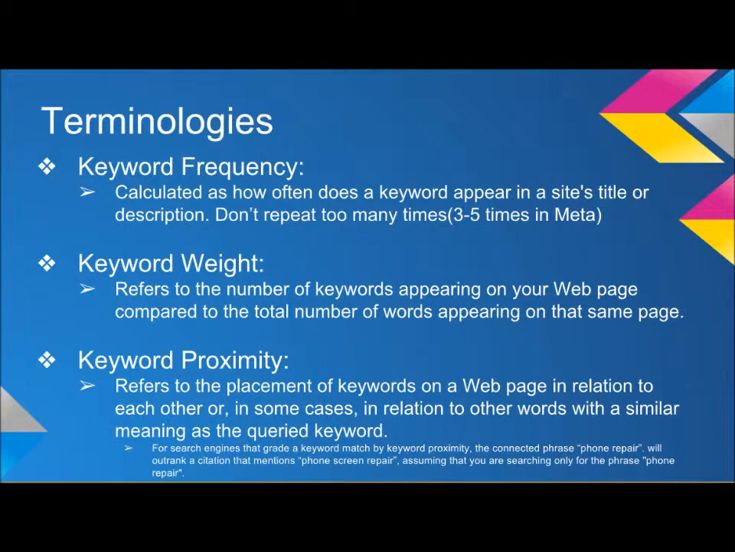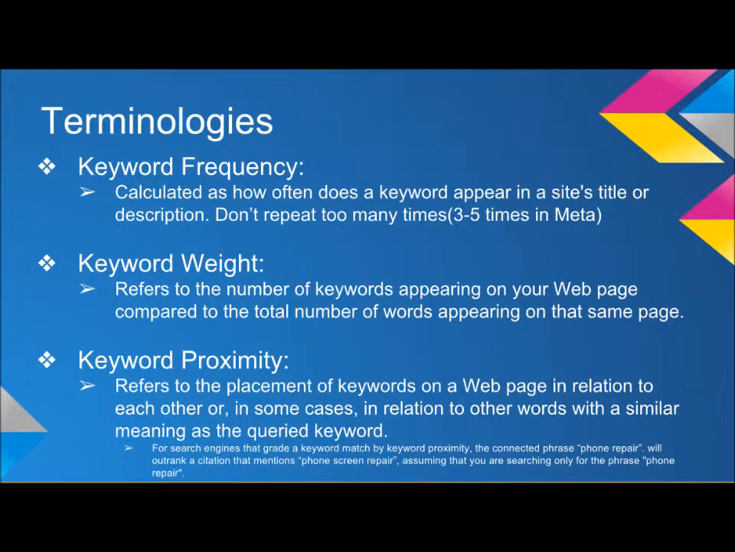Keyword proximity is also important. It refers to the placement of keywords on a web page in relation to each other, or in some cases in relation to other keywords with a similar meaning as the queried keyword. For example, for search engines that grade a keyword match by keyword proximity, the connected phrase phone repair will outrank a citation that mentions phone screen repair, assuming that you are searching only for the phrase phone repair. So I hope you got the idea of keyword proximity.